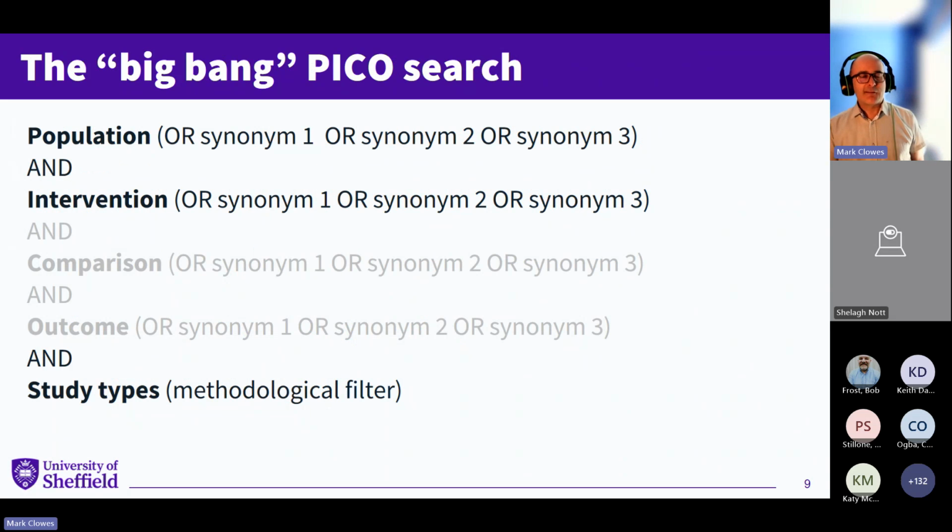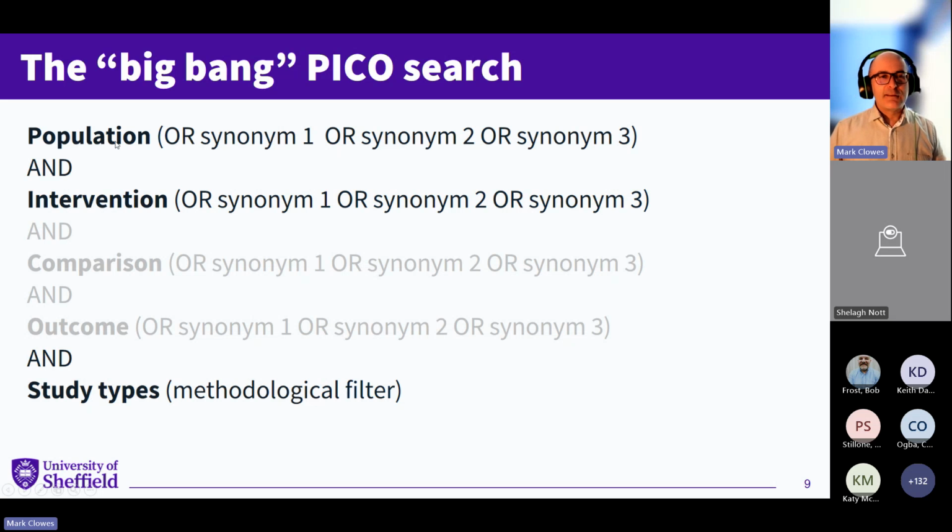The most common question framework that we use for that type of topic is PICO, which is population, intervention, comparison, and outcome. In fact, we don't always search for the comparison and outcome. It's often sufficient to search for population and intervention, and then apply a study type filter. So typically for that type of review, it would be something like randomized controlled trials.